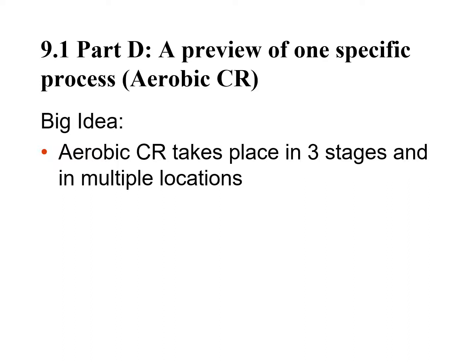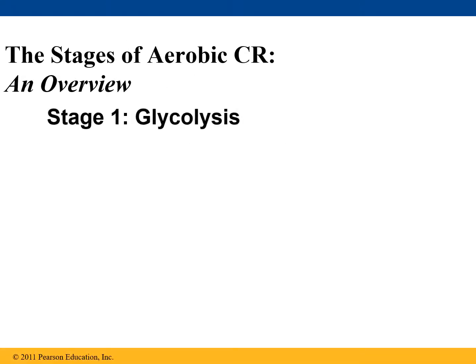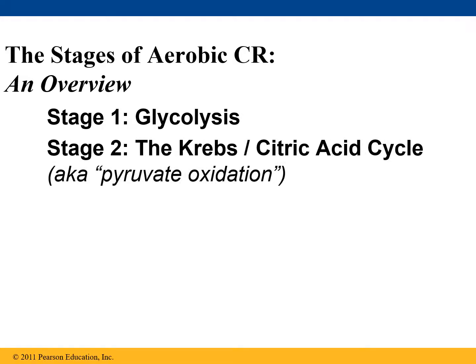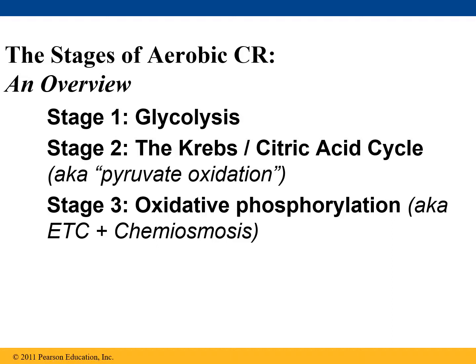All right, last idea, or at least second to last, I can't remember, of the background information here is reviewing one specific process. This process of aerobic cell respiration. This is going to happen in 3 distinct stages and in multiple locations. Stage 1 is glycolysis. Stage 2 is the Krebs cycle or citric acid cycle, also called pyruvate oxidation. Stage 3 is oxidative phosphorylation, aka the electron transport chain plus chemiosmosis.